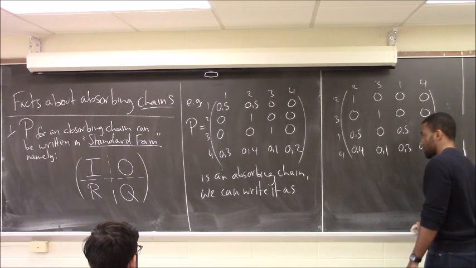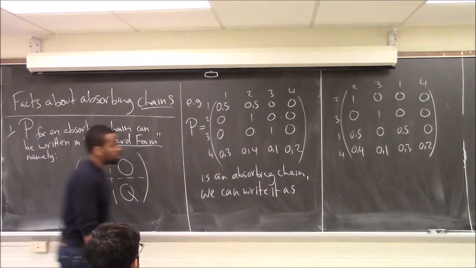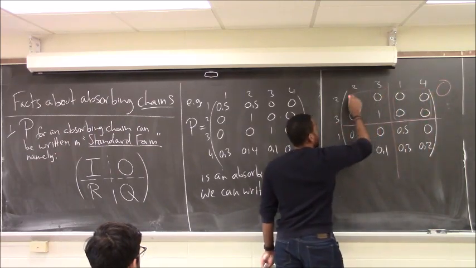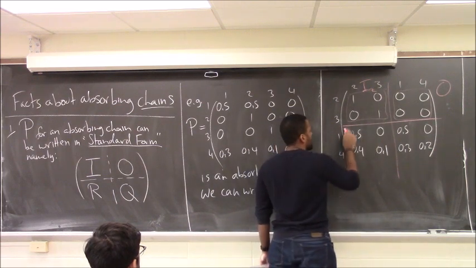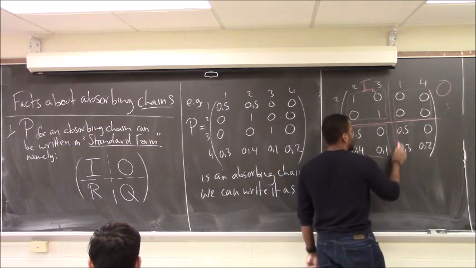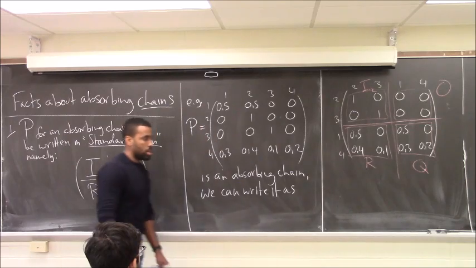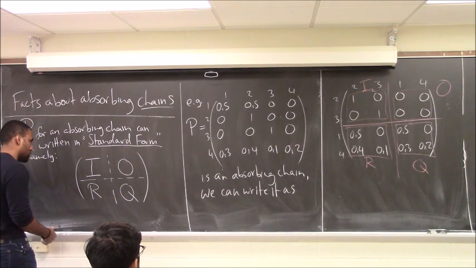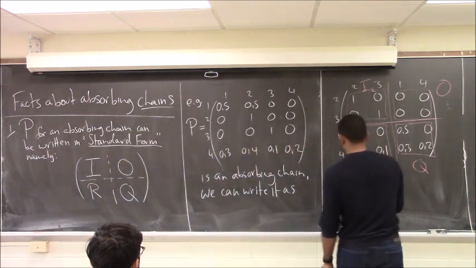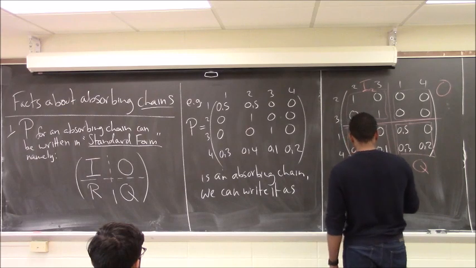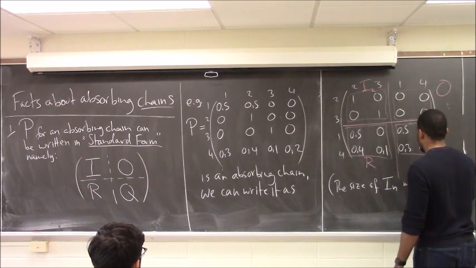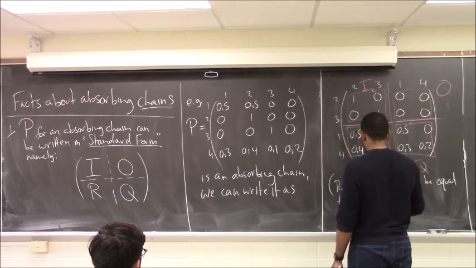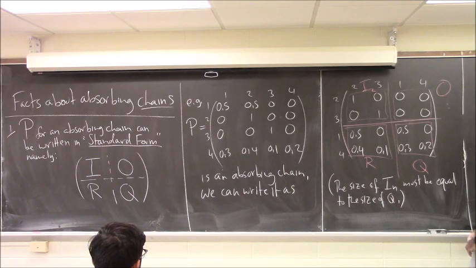I want you to notice that we can actually slice this matrix up into four sections. Here is the zero matrix. Here is an identity matrix, specifically I2. Here is the matrix that we call R, and here is the matrix that we call Q. I can reshuffle the matrix to look like that. You might ask, couldn't I have done that with the other one? I want you to notice that the size of the identity must be equal to the size of Q, because of something I'm about to say.